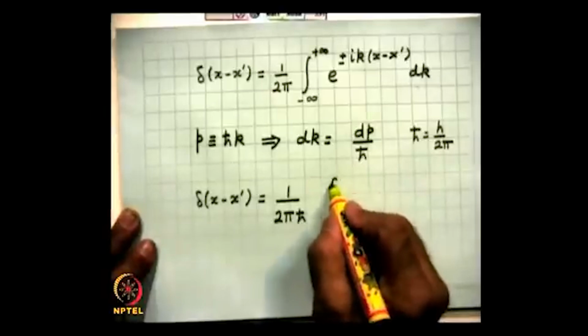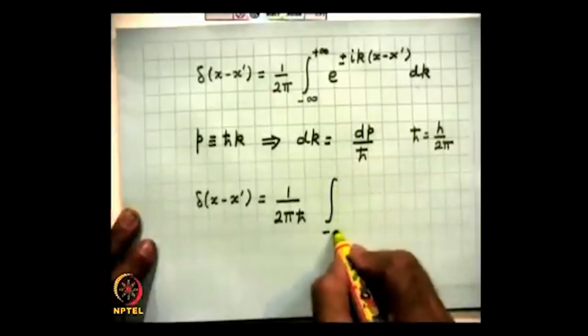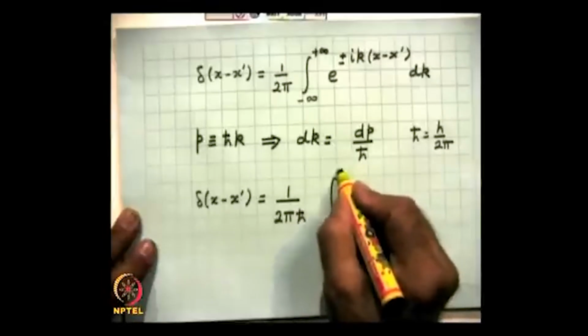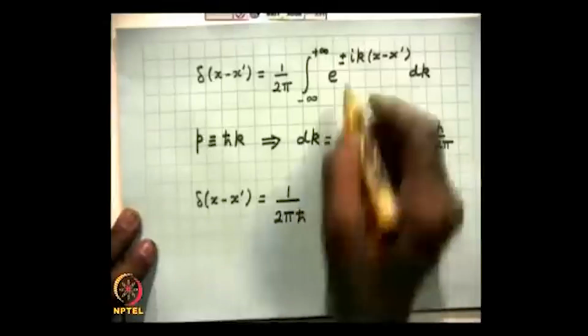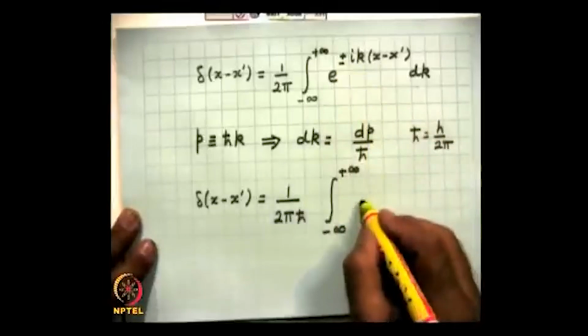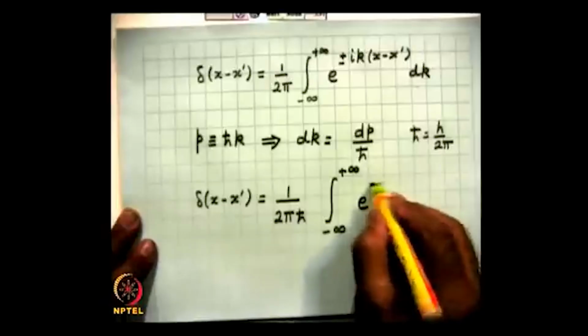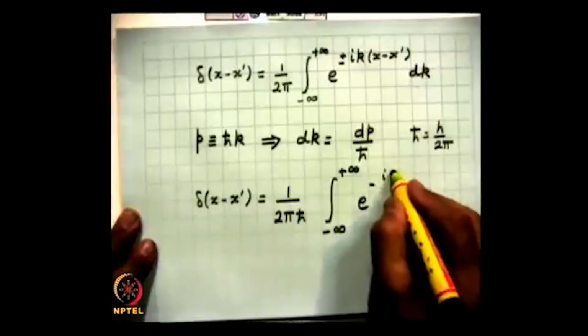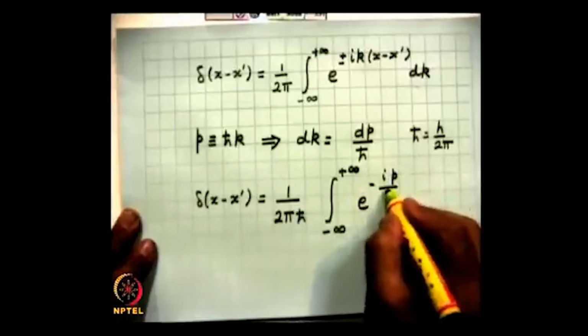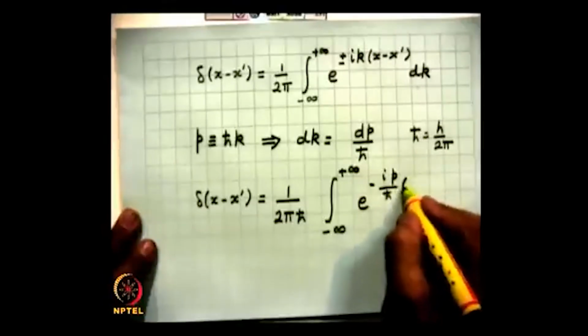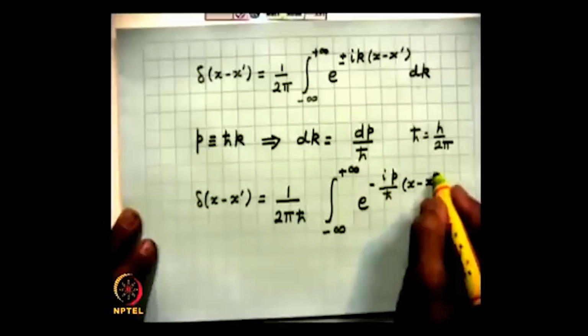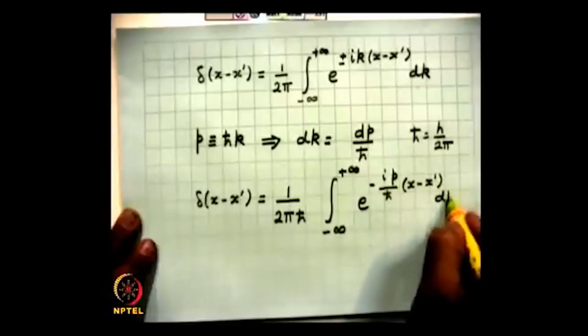And in this integral we will just choose the minus sign. We could have chosen the plus sign also, but we will choose the minus sign here. So, this will be the integral of e to the power of minus i p by h cross into (x minus x prime) into dp.